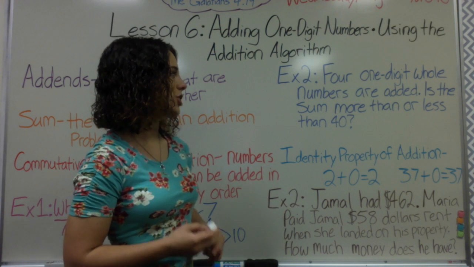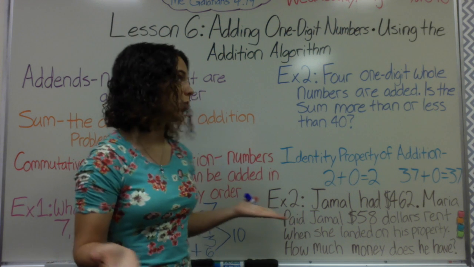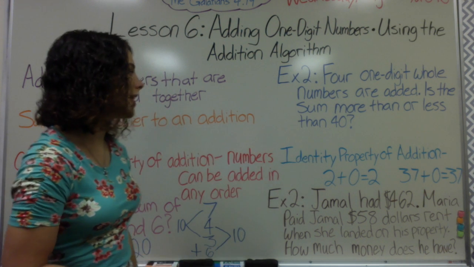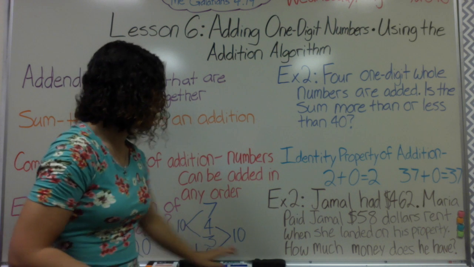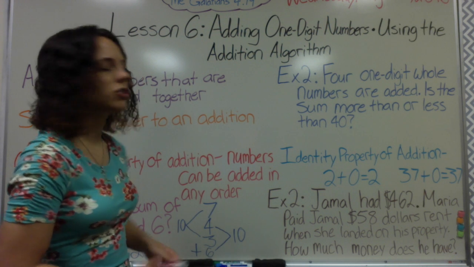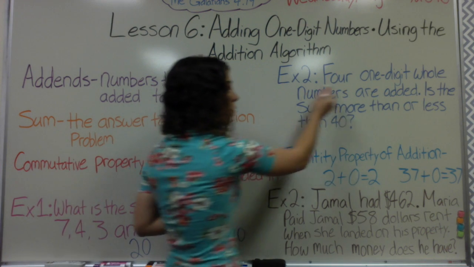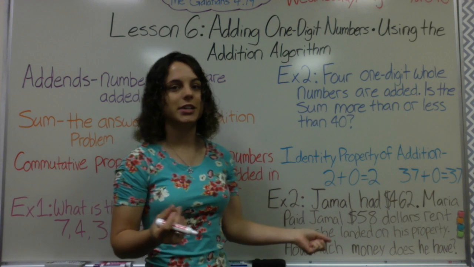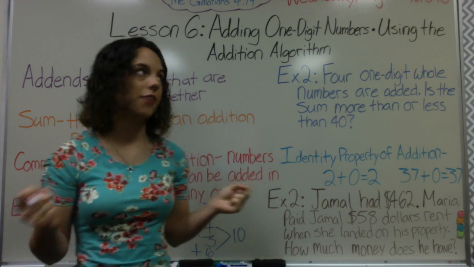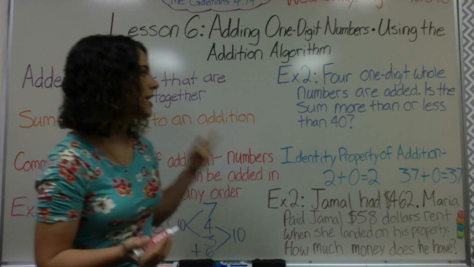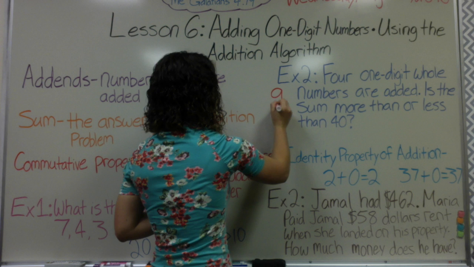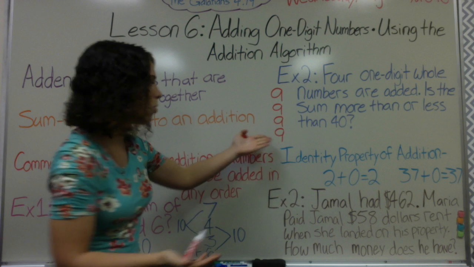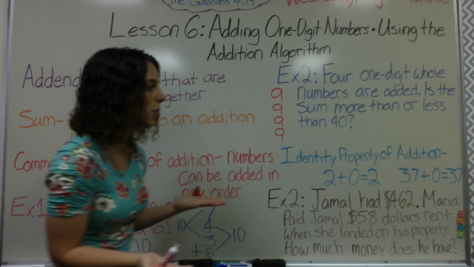It says 4 one-digit whole numbers, it can be any 4 one-digit whole numbers, are added. Is the sum, meaning is the answer, more than or less than 40? Now, the only thing we actually need to know about this is that we have 4 one-digit whole numbers. Now, we talked about digits. Our digits are 0 through 9. So if I add any of those numbers together, I'll even take the largest one. If I did 9, I need 4 of them. 9 plus 9 plus 9 plus 9. That's the biggest sum that I'm going to get. Is it going to be less than or more than 40?